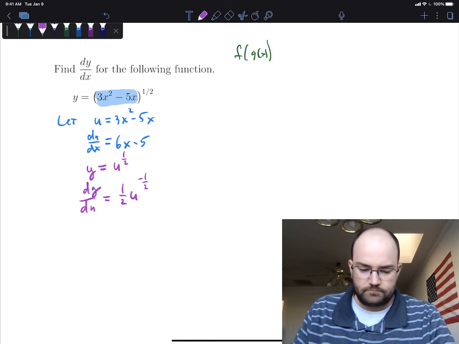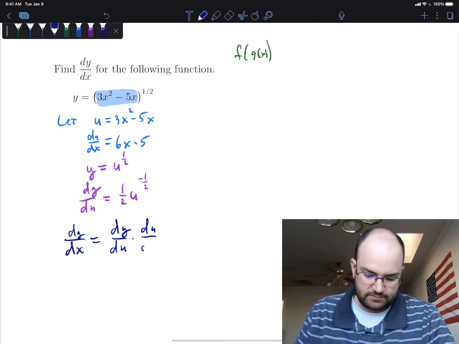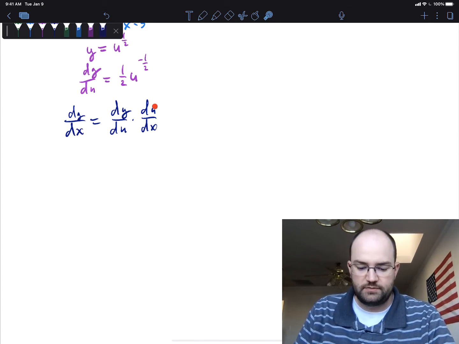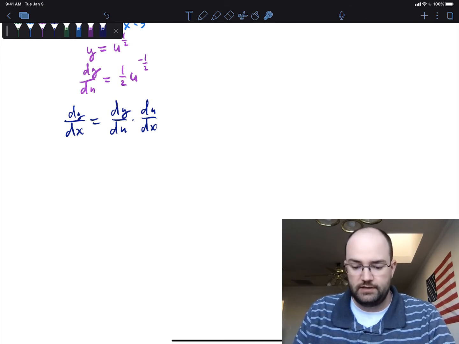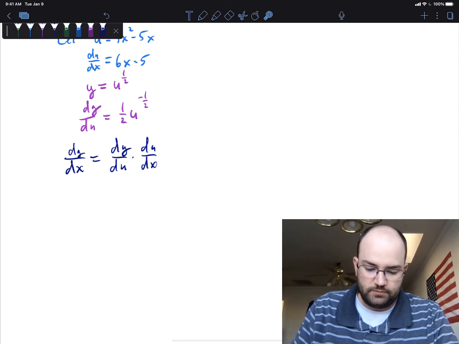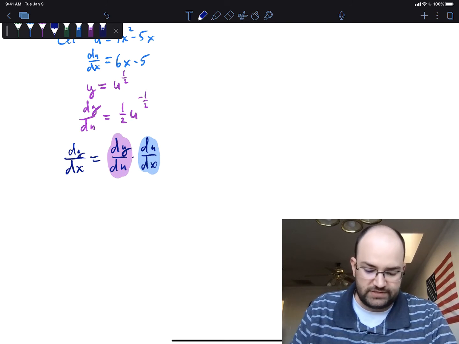Now, we want to find dy/dx. So dy/dx would be the same thing as dy/du times du/dx. Notice that dy/dx is basically right here, and then put the du's in both the numerator and denominator, and they kind of cancel each other. That's part of the reason why the chain rule works. Now we know du/dx is right here, so it will be put there, and we know dy/du, so it'll be put right there. And then we would simplify.